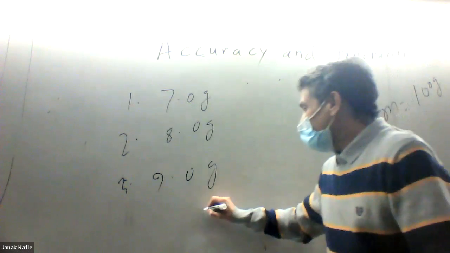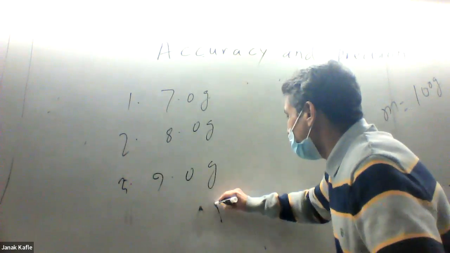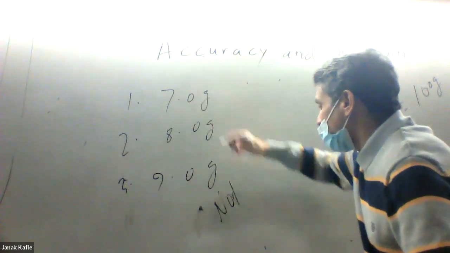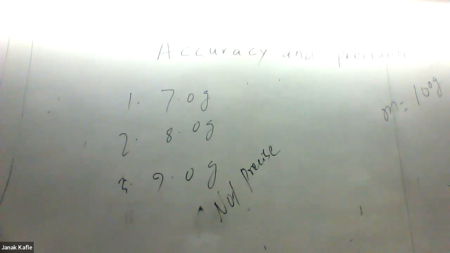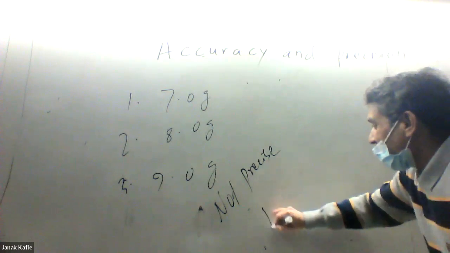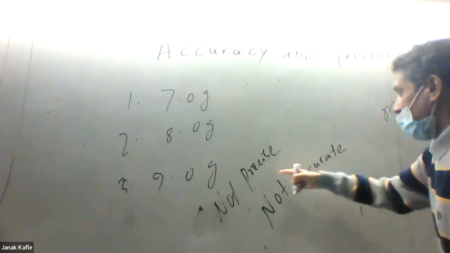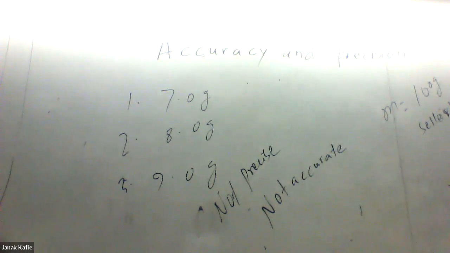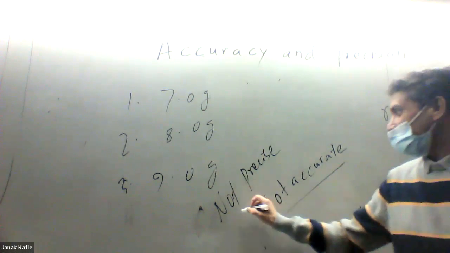So this is the least precise. It's not precise. My values are not close to each other, not precise, and I'm also not close to the true value, which is the seller's value. So not precise and not accurate. This situation is not precise, not accurate. And again, I'm saying we are not really looking at this one, we are looking at this one.